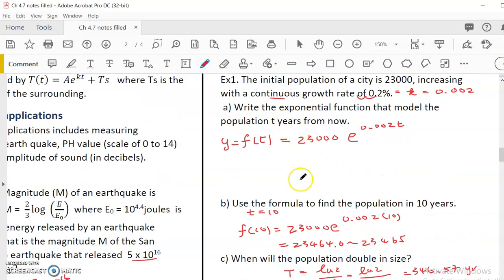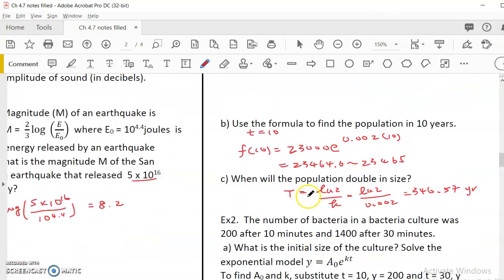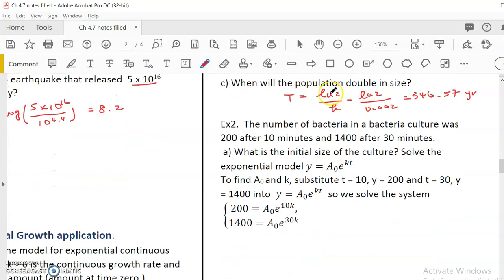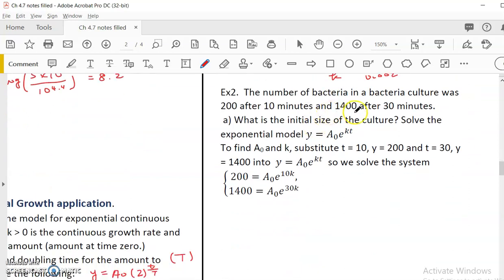Example 2. So these are pretty straightforward. I think A and B are a repeat of what you have learned in 4.1. C is looking at doubling time by relating doubling time with k. The second question is a little reverse now. You were not given the initial value, you were not given the continuous growth rate, but you were given the population at two different time periods.